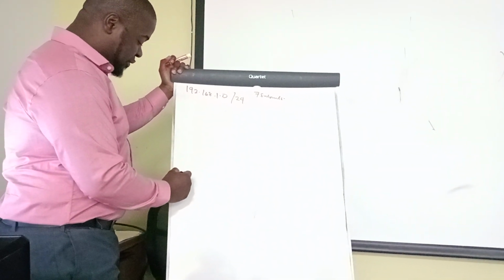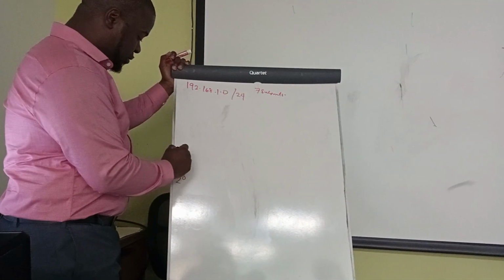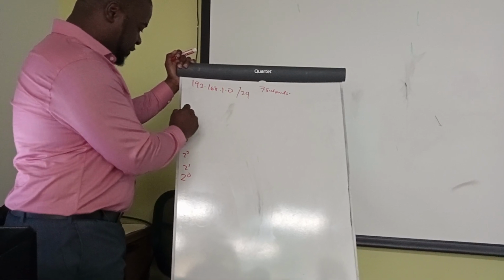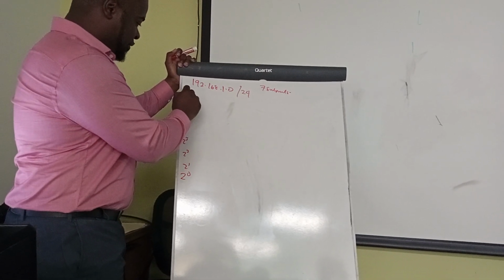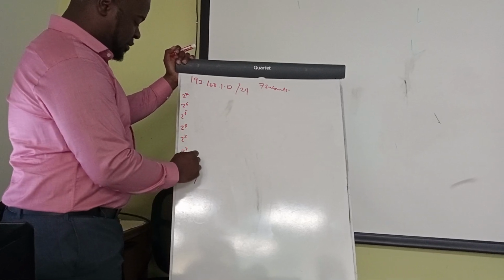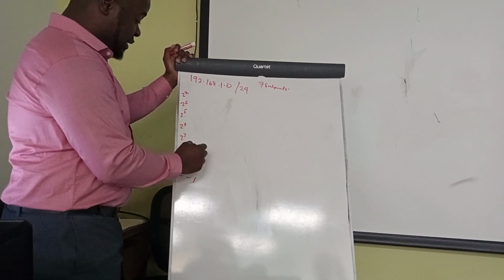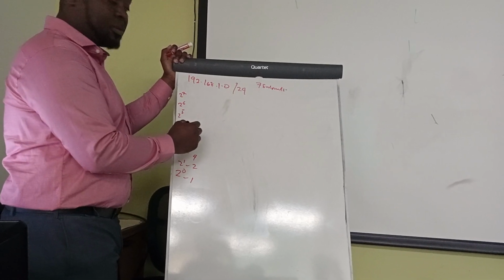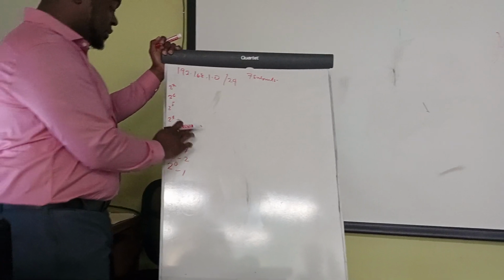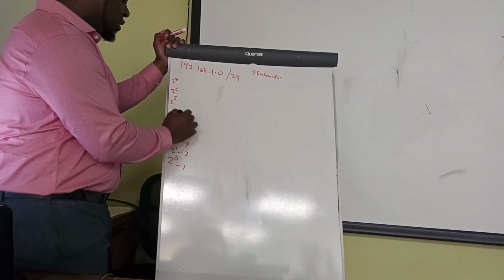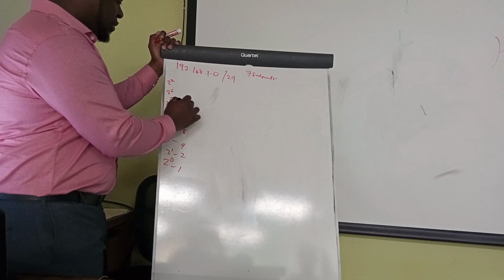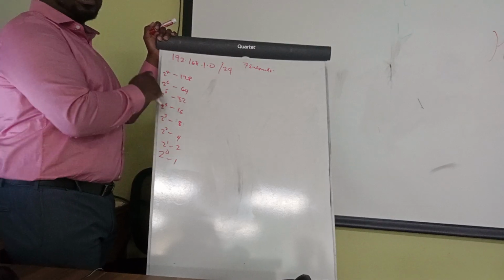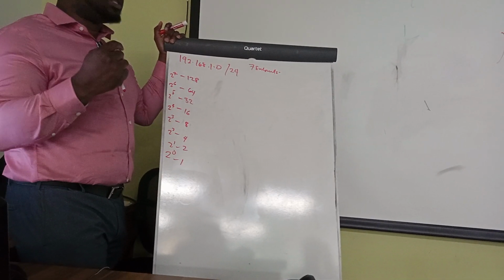You start from 2 to the power of 0, 2 to the power of 1, 2 to the power of 2, 2 to the power of 3, 2 to the power of 4, 2 to the power of 5, 2 to the power of 6, 2 to the power of 7. 2 to the power of 0 is 1, 2 to the power of 1 is 2, 2 to the power of 2 is 4, 2 to the power of 3 is 8, 2 to the power of 4 is 16, 32, 64, 128. So you know why it's up to 7, because 0 to 7 is 8 bits.